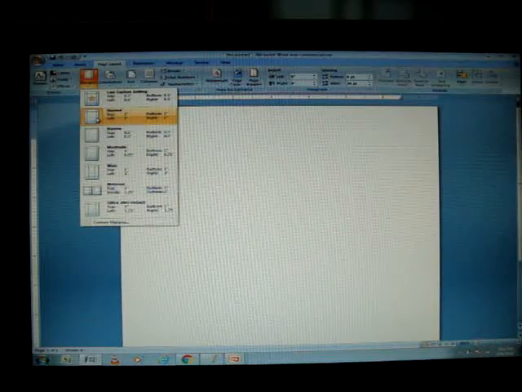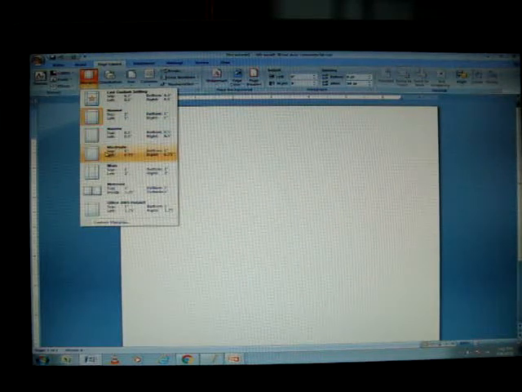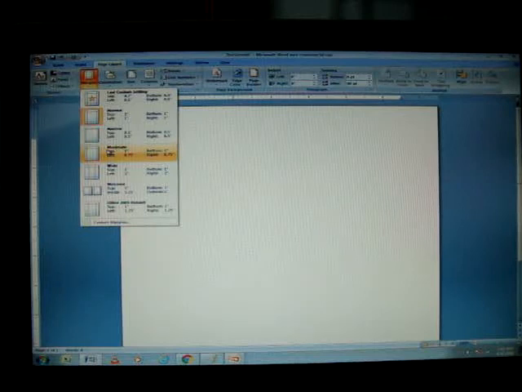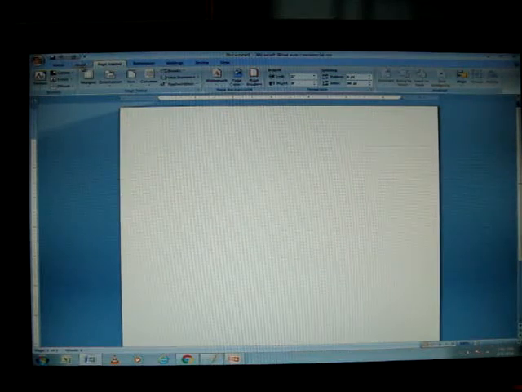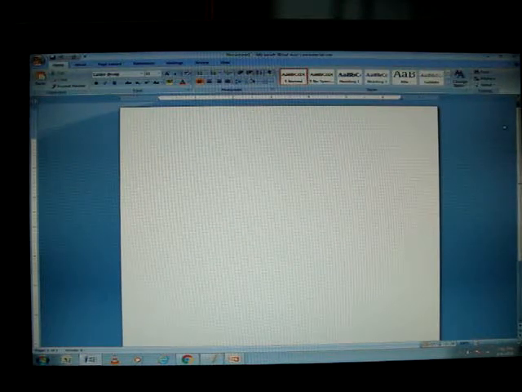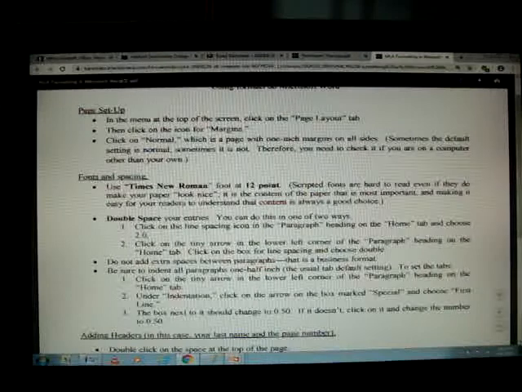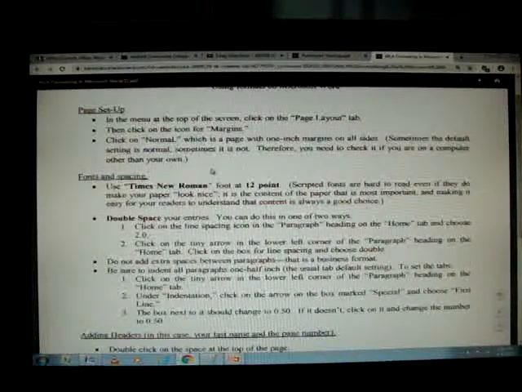It doesn't always come up that way. Sometimes it comes up in moderate or something. See what like here, last custom setting might show up. So whoever was on your computer last may have changed the setting. So make sure that you're in normal margins. Okay, that's under page layout. Okay, so make sure you're in normal margins.